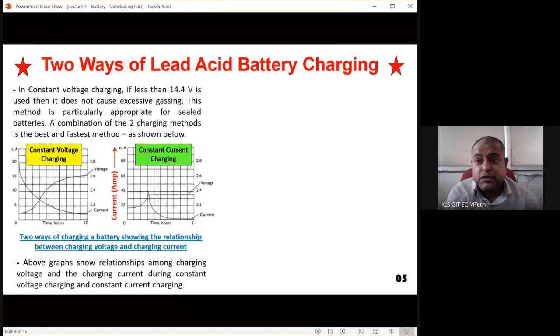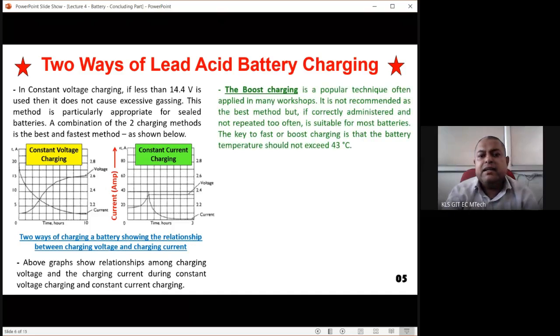Please prepare these two diagrams and mention the levels. In this theory the levels are not mentioned, that is, what is the current level and voltage level in each case, in the discharge state and in the charge state, for constant voltage charging and for constant current charging. Roughly, you can estimate the maximum and minimum voltage and current from these graphs, and you can write those values.